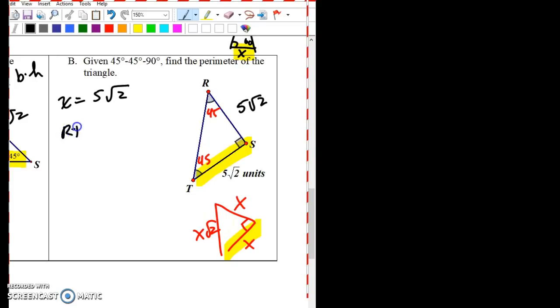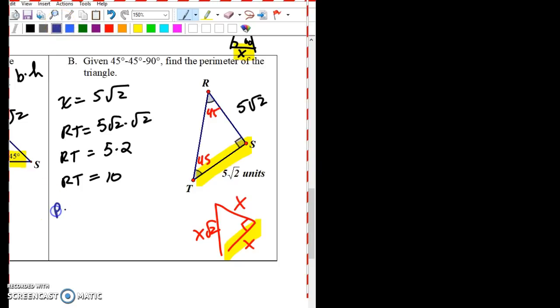So RT is x, which is 5 square root of 2, times square root of 2. So RT is 5. Square root of 2 times square root of 2 is 4. And the square root of 4 is 2. So it's 5 times 2. So RT is 10.